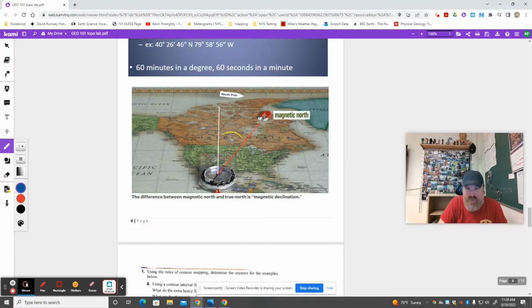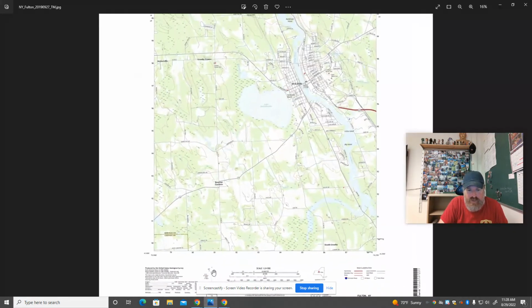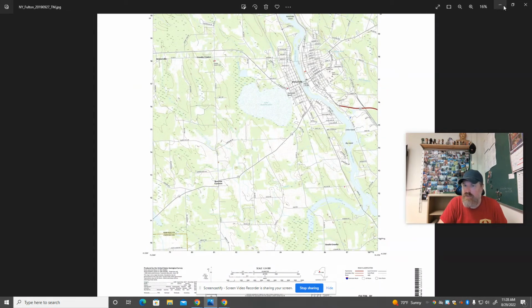So I asked a quick question about that on the lab. It's down at the bottom of the map. These little arrow guys right down here. Check that out. See how you do there.